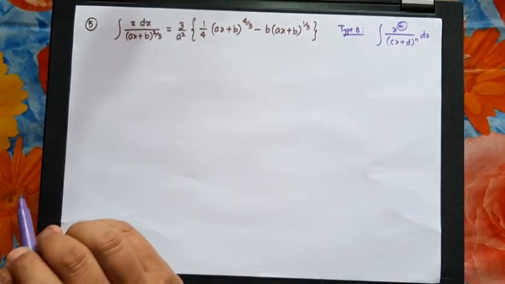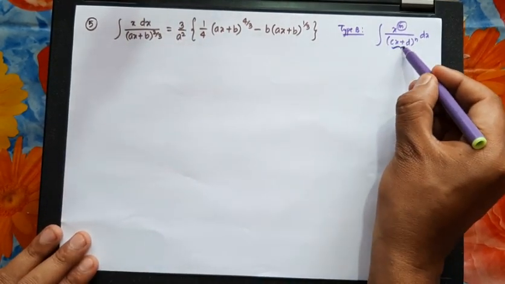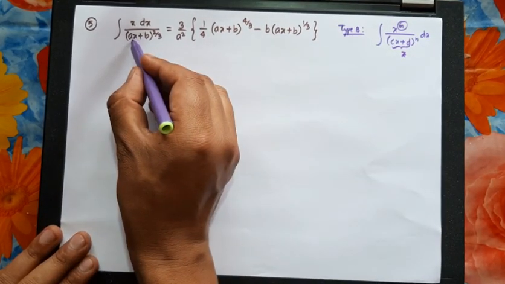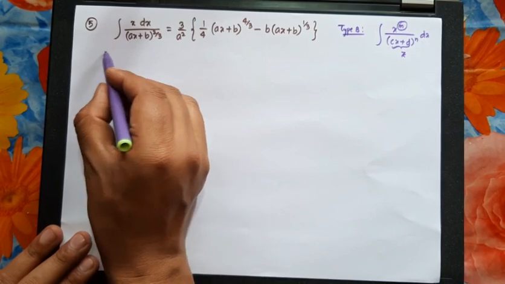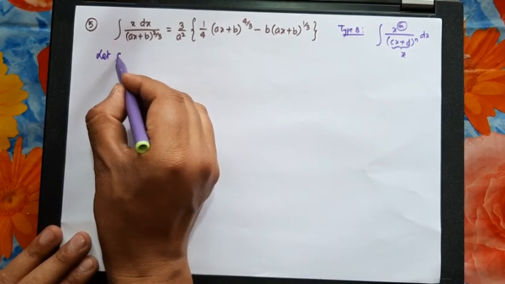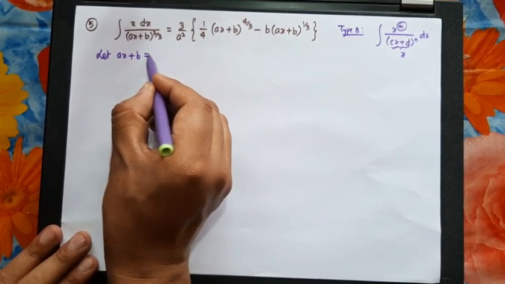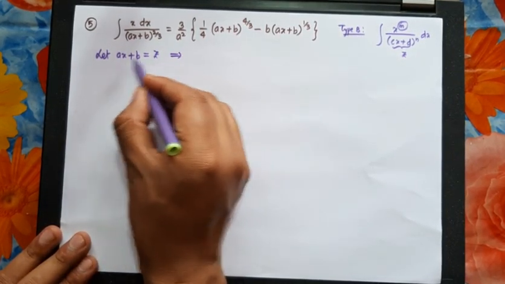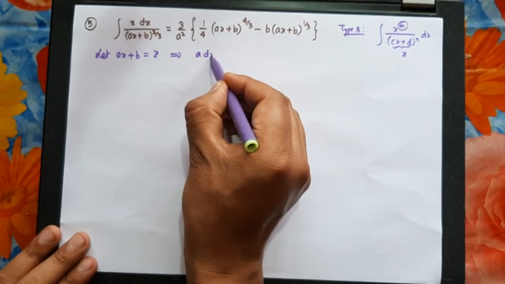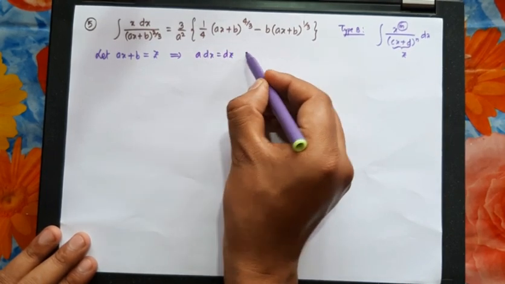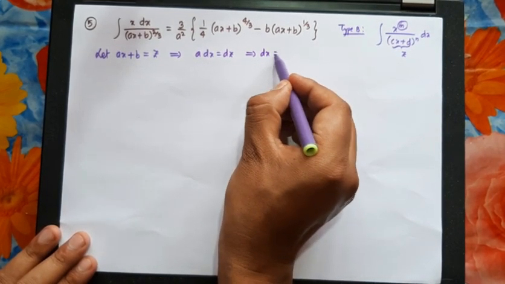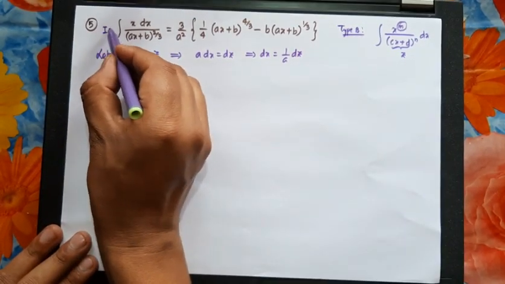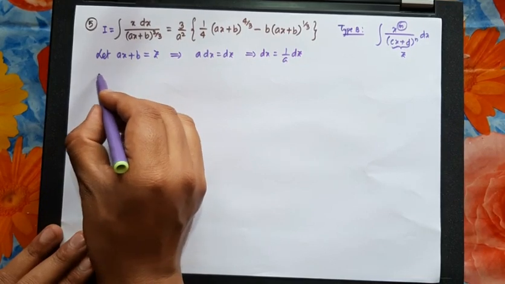So according to the rule, what we need to do is substitute this cx plus d to be z. Here instead of cx plus d we have ax plus b. So let me do that. Let ax plus b equal z. From here we have a dx equals dz, so that dx is equal to 1 by a dz.